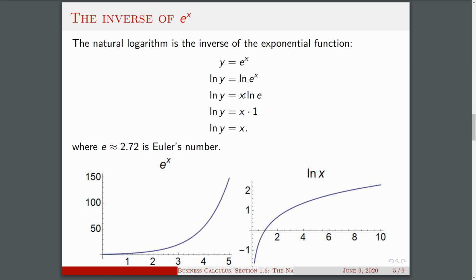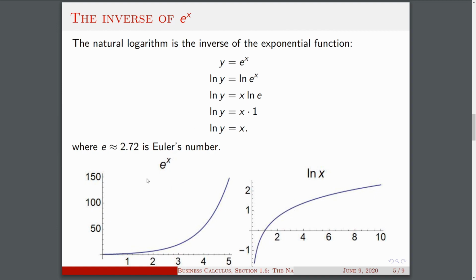And then we have x times ln of e. What's ln of e again? Ln of e is 1. So we just have this number x times 1 here. Well, x times 1, that's just x. So already we have solved for x. X is ln of y.